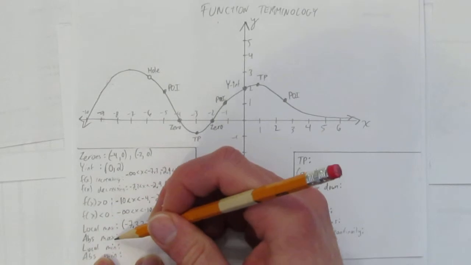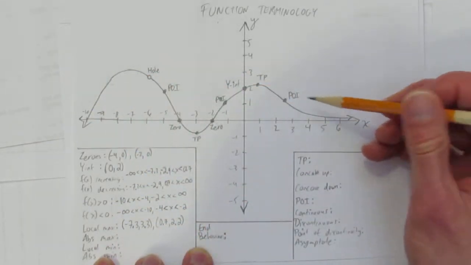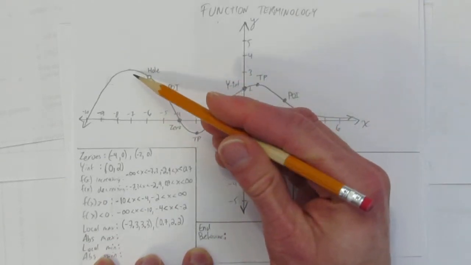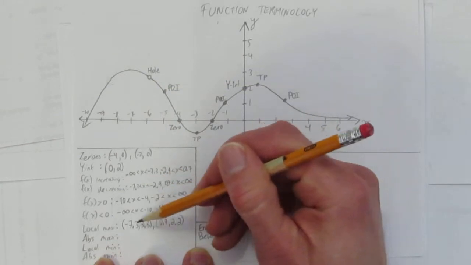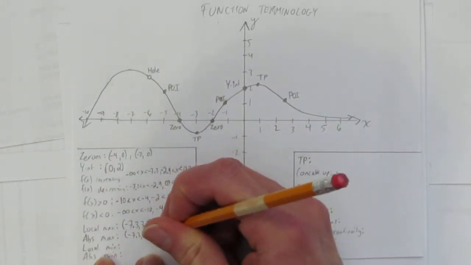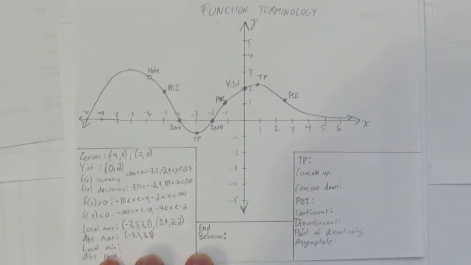The absolute max, first we have to check, does the function curve back upwards above those peaks? No. It stays below it after that. So one of these two, the highest one, is clearly the absolute max, which of course is this first one. So the absolute max is -7.3, 3.3. That's the point where the function gets highest.